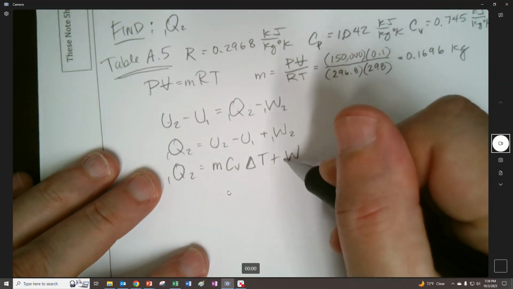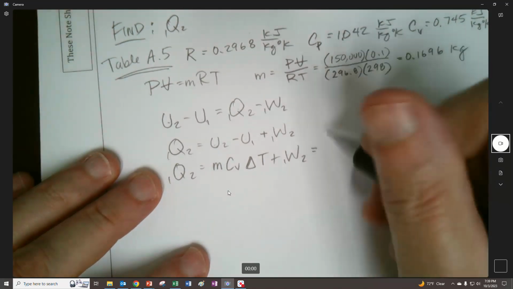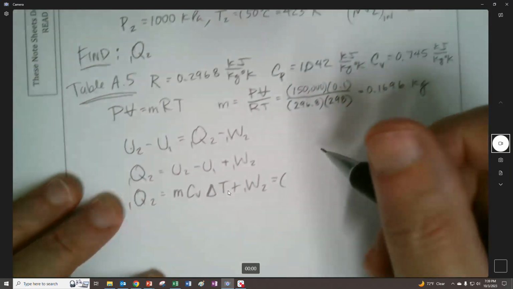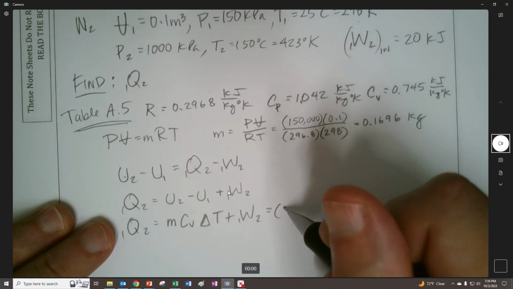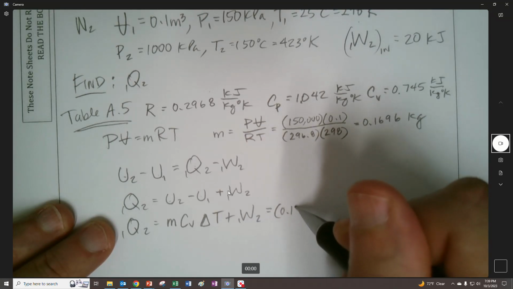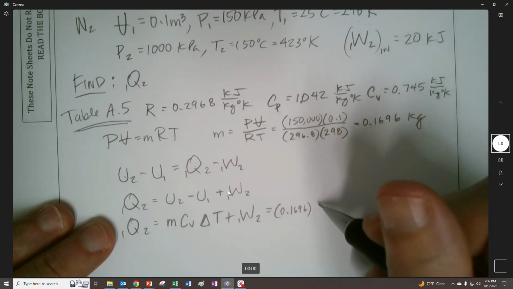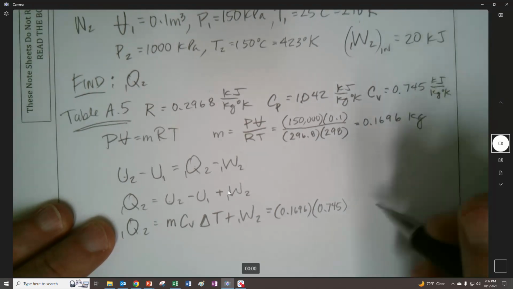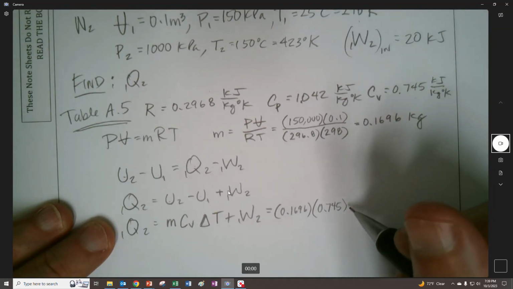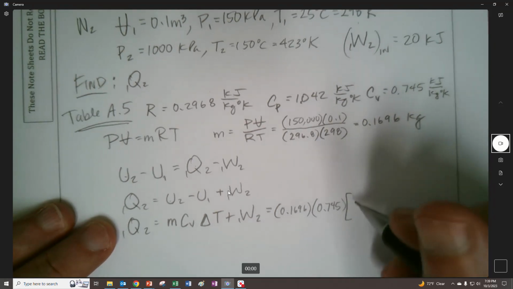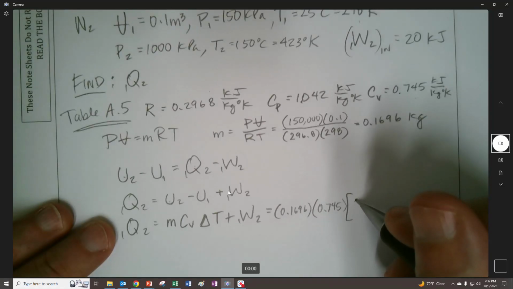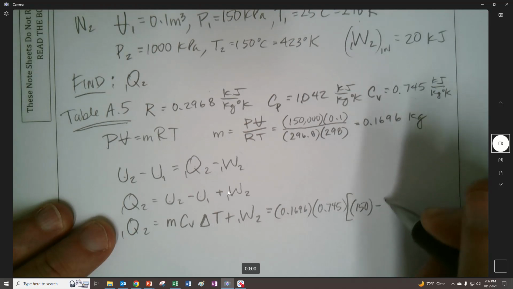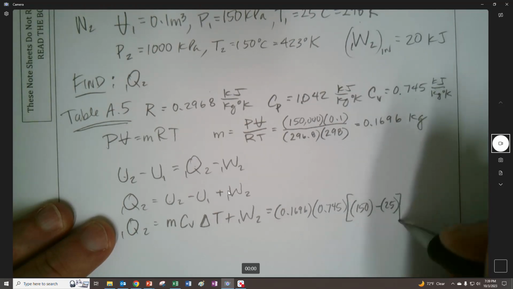plus my W1 to 2. So the mass that we just got up above, 0.1696, CV 0.745. Notice those are in kilojoules right there, so we'll be on the lookout for that. And the difference in temperature, well, we don't need to use Kelvin here. We could just go 150 minus 25.